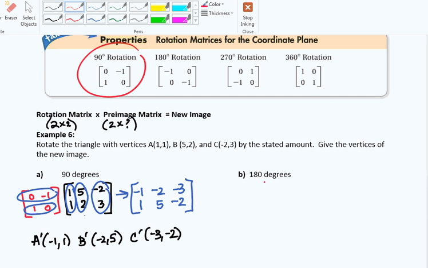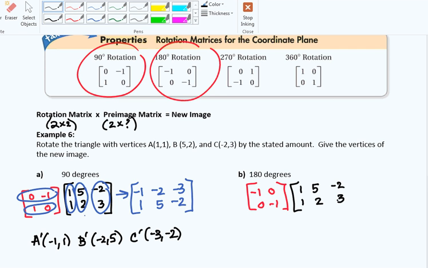All right. Next one says rotate the same triangle by 180 degrees. So I'm going to use this matrix this time, negative 1, 0, 0, and negative 1. Again, I have my pre-image. Pre-image is 1, 1, 5, 2, and negative 2, 3. All right, I'm going to do rows times columns. So negative 1 times 1 is negative 1, 0 times 1 is 0. Rows times columns. Negative 1 times 5 is negative 5. 0 times 2 is 0. Rows times columns. Negative 1 times negative 2 is a positive 2. 0 times 3 is 0.